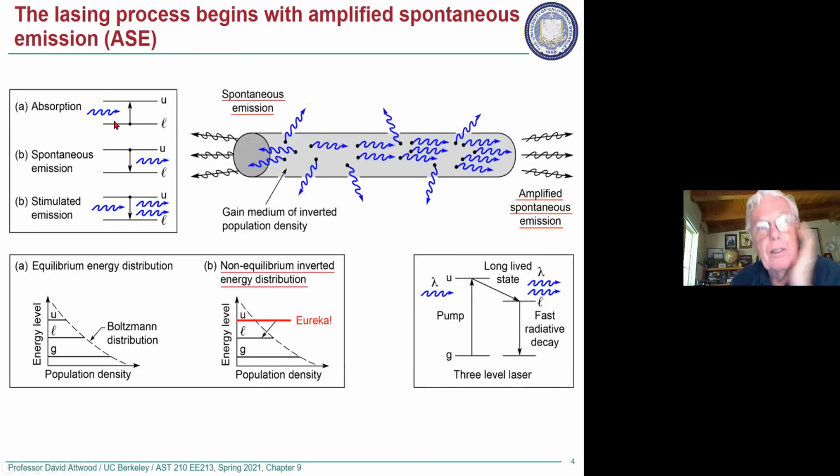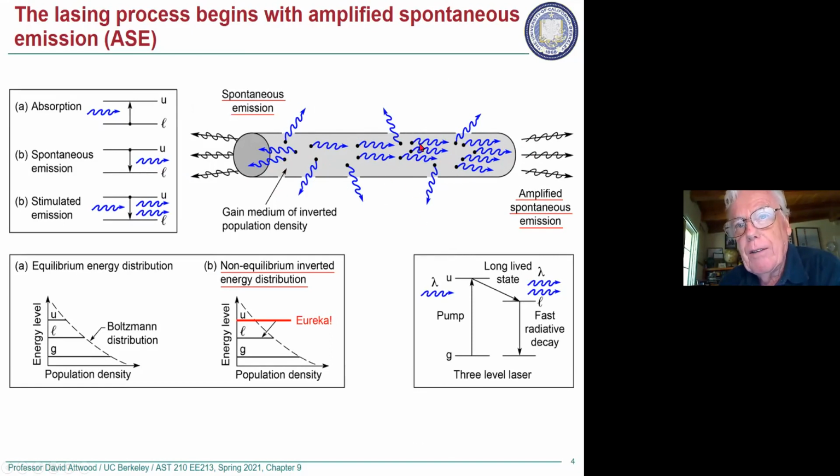So here are the three processes again: absorption, spontaneous emission, stimulated emission. This is a diagram where you might have, this could be for a regular visible laser. It could be Ti sapphire. I was going to say it could be a ruby laser rod.